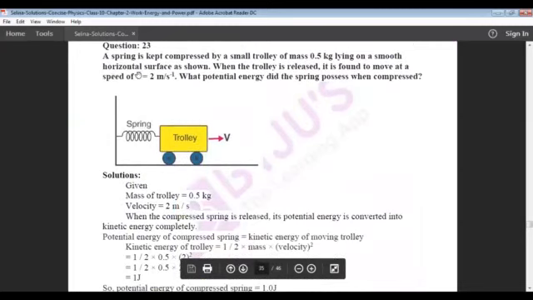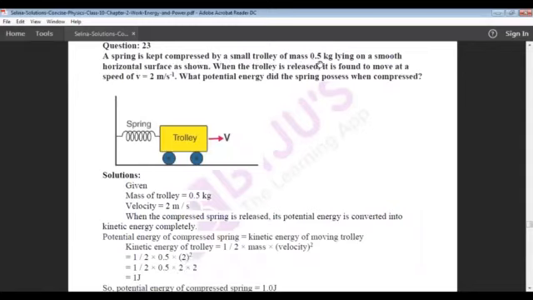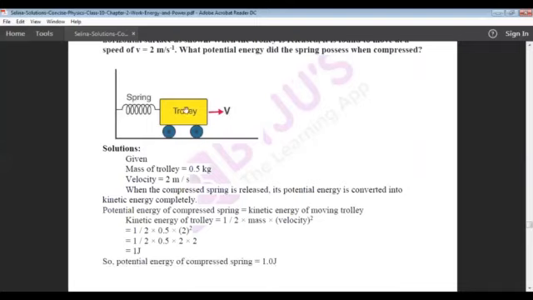Last numerical, a spring is kept compressed by a small trolley of mass 0.5 kg lying on a smooth horizontal surface as shown. When the trolley is released, it is found to move at a speed of 2 meter per second. What potential energy did the spring possess when it is compressed? Okay. So here mass of the trolley is given, it is 0.5 kg. Velocity is given, it is how much? 2 meter per second. When the compressed spring is released, the potential energy is converted into kinetic energy.